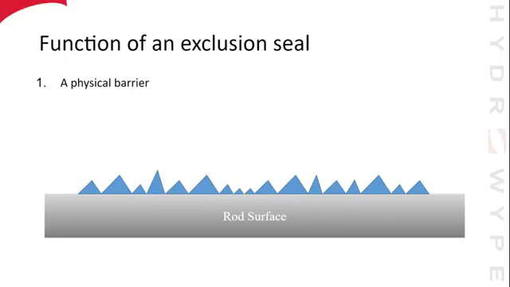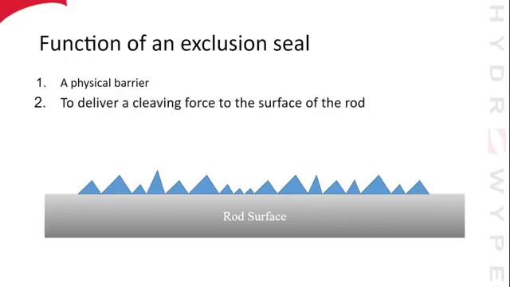As a scraper initially passes over the surface of the rod, it is delivering a cleaving force to the rod, breaking these various adhesive bonds.